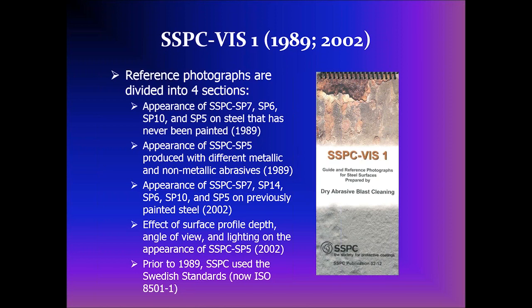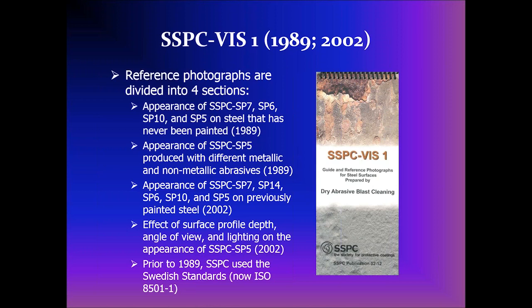The appearance of SP7, 6, 10, and 5 is shown on steel that was never painted, different initial conditions of steel. And it was also a series of photographs taken showing an SP5 produced with different metallic and non-metallic abrasives, showing that while the cleanliness was the same, the appearance is dramatically different depending on the abrasive used.